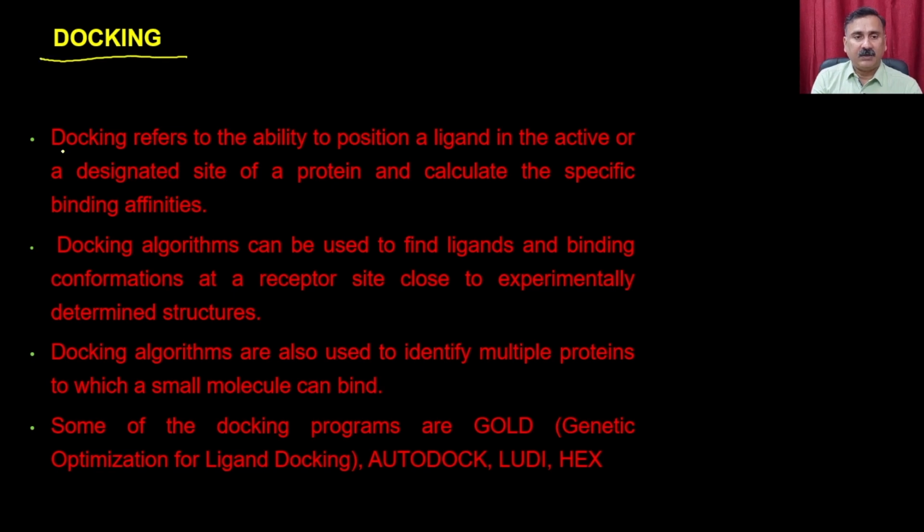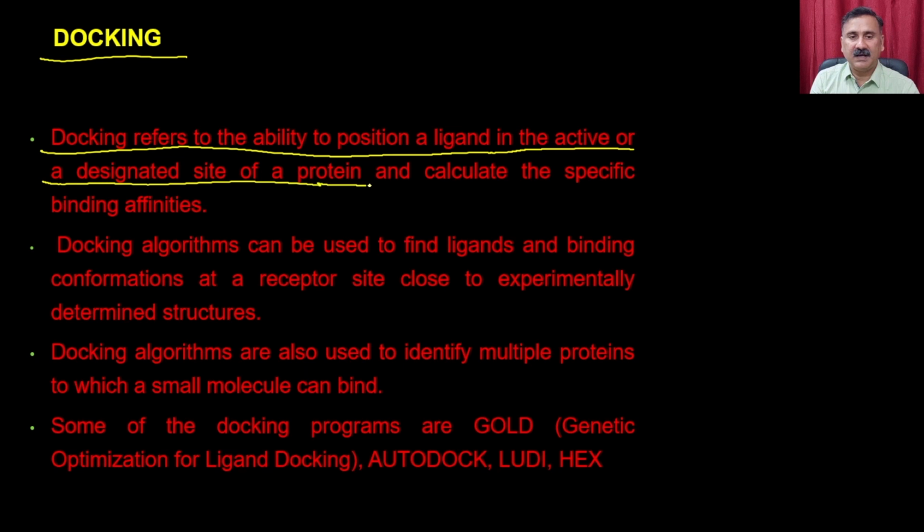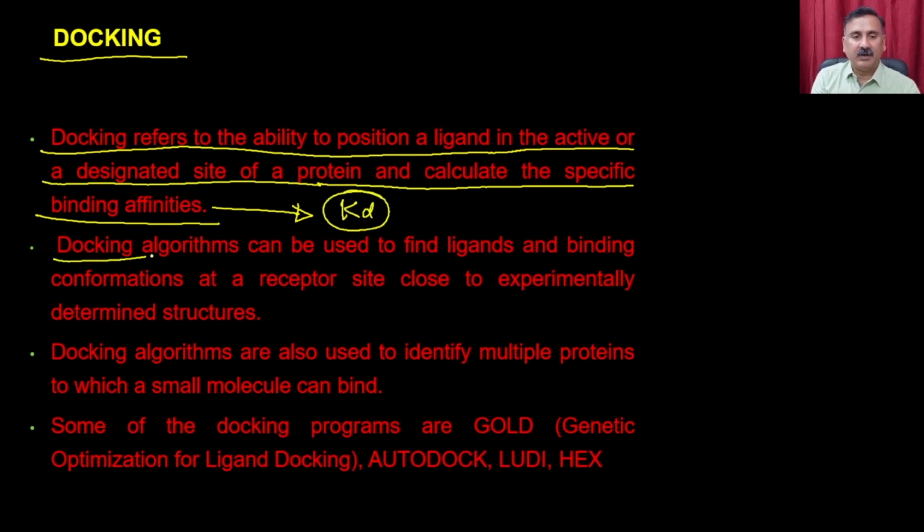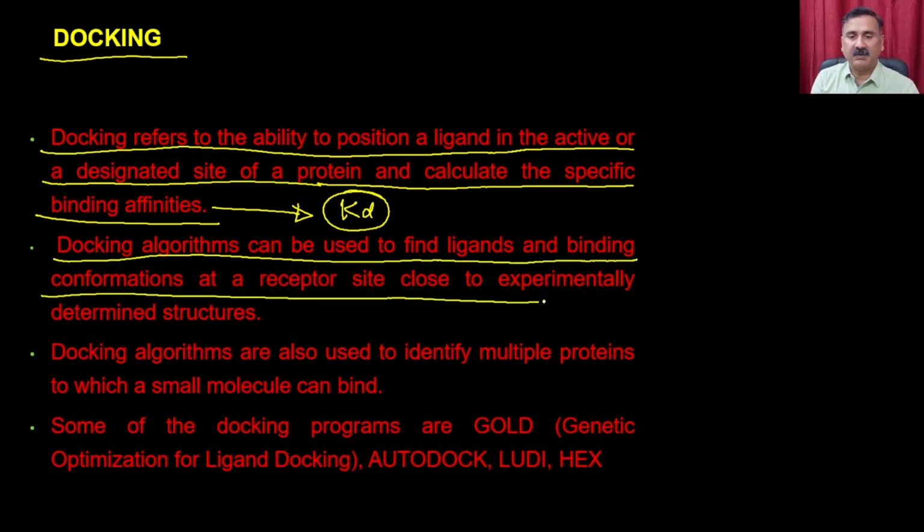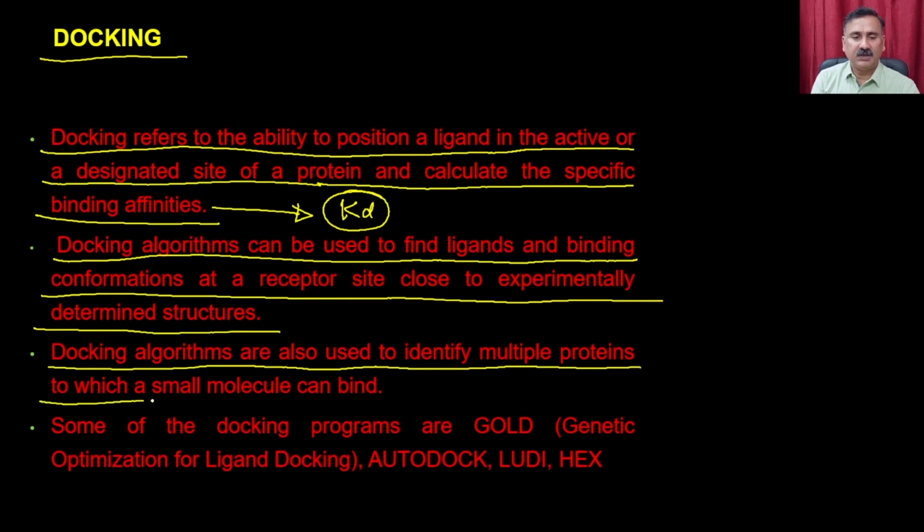Docking refers to the ability to position a ligand into the active site or a predefined designated site of a protein and calculate the specific binding affinities. It means it is going to tell you about the affinity constants. Docking algorithms can be used to find the ligand and the binding conformation at a receptor site close to the experimentally determined structures. Docking algorithms are also used to identify the multiple proteins to which a small ligand can bind.